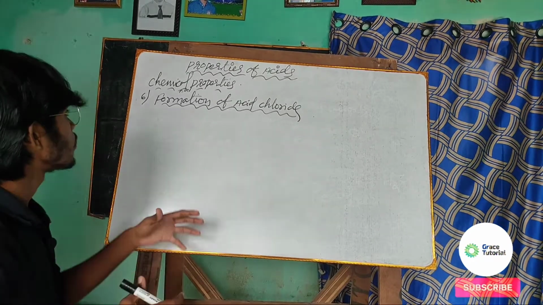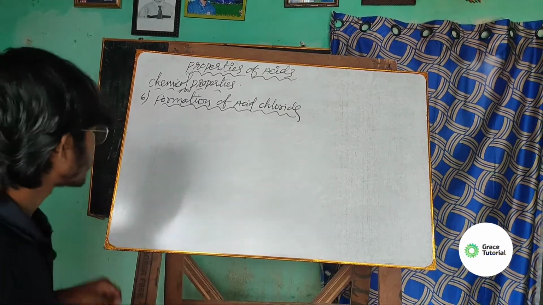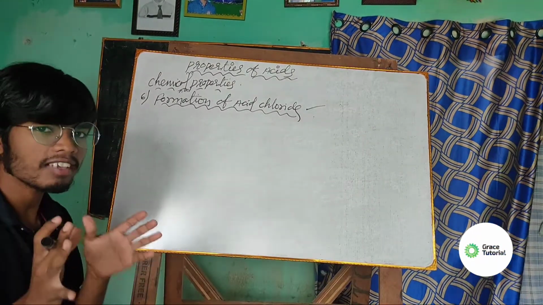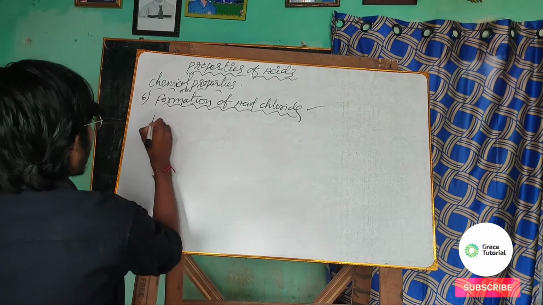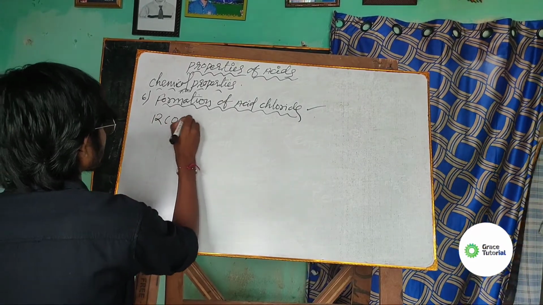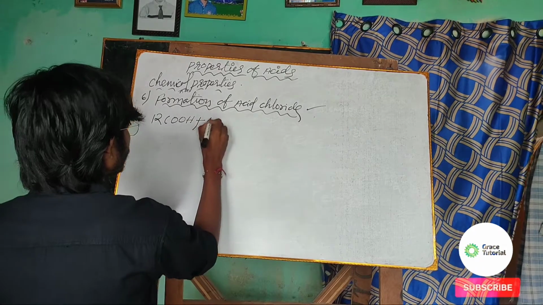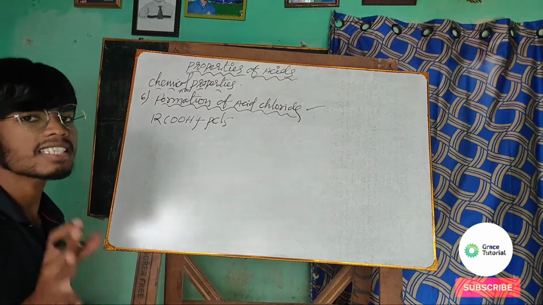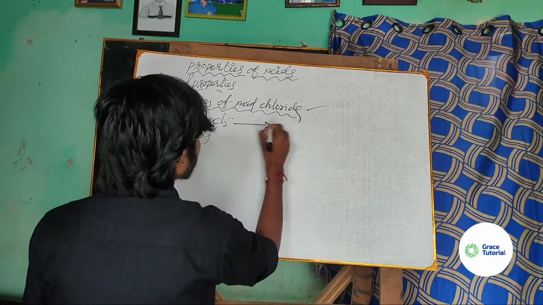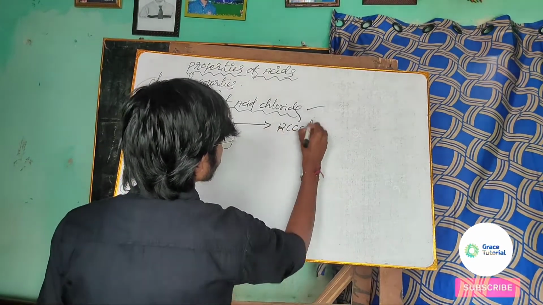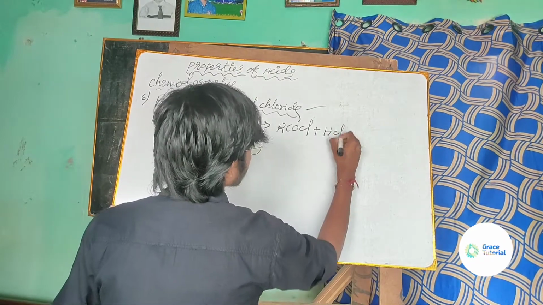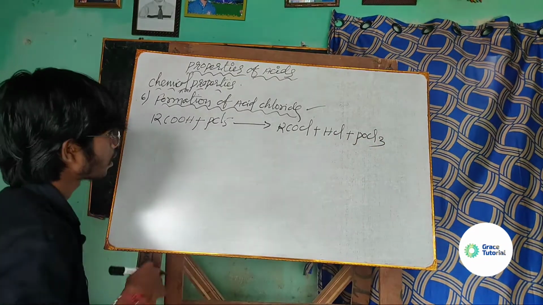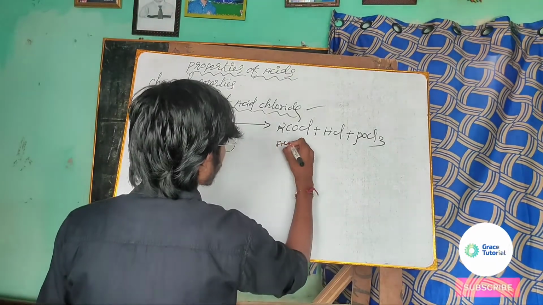So if we look at the sixth chemical reaction, that is the formation of acid chloride. How is the acid chloride obtained from acid? I have the acid RCOOH. If I react the acid with phosphorus pentachloride, PCl5, then it gives RCOCl plus HCl plus phosphorus oxychloride. So this is how acid chloride is obtained.